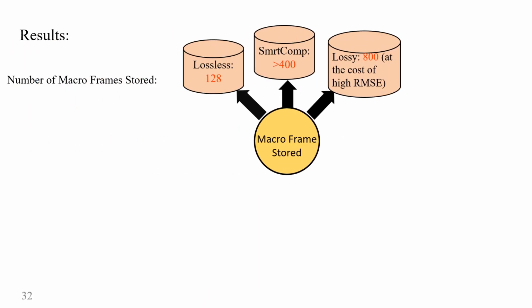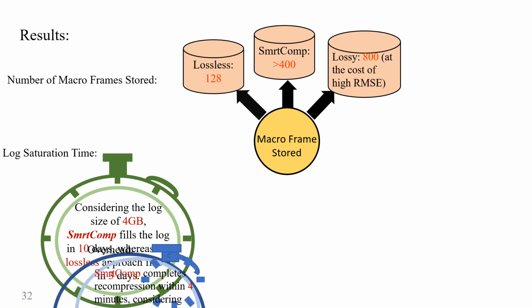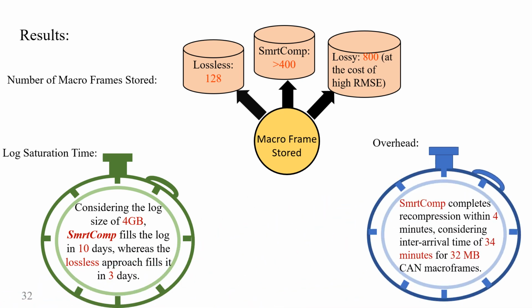Okay. Coming to the results, the state-of-the-art lossless algorithm can store about 128 frames, while SmrtComp can store more than 400 macro frames, followed by the lossy algorithm, which can store 800 macro frames but at a cost of high RMSE. Considering the log size of 4 GB, SmrtComp saturates the log in 10 days, while the lossless algorithm saturates it in 3 days. Also, SmrtComp completes recompression within 4 minutes, considering an inter-arrival time of 34 minutes for 32 MB CAN macro frames.